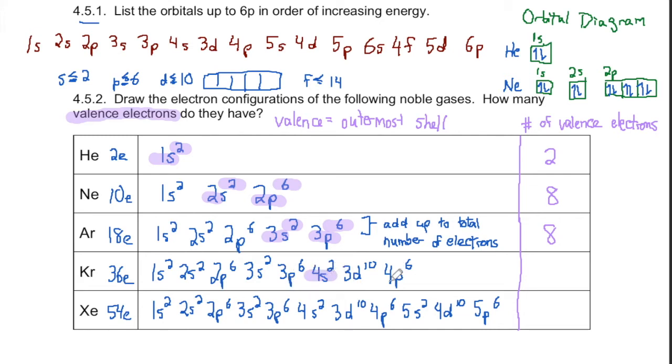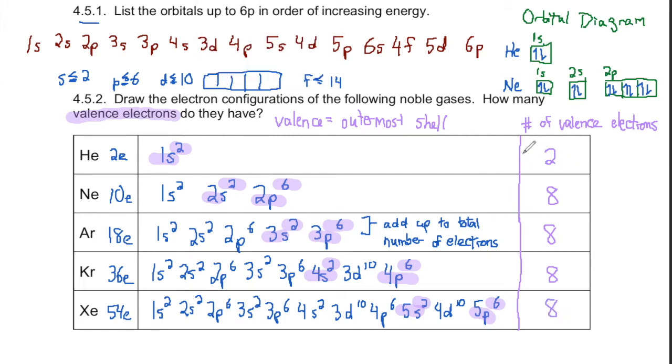For krypton, the outermost level is 4. There are 2 electrons in the 4s, 6 electrons in the 4p, and so there are 8 outermost electrons here as well. And then for xenon, the outermost level is 5, and there are a total of 8 electrons in shell 5.